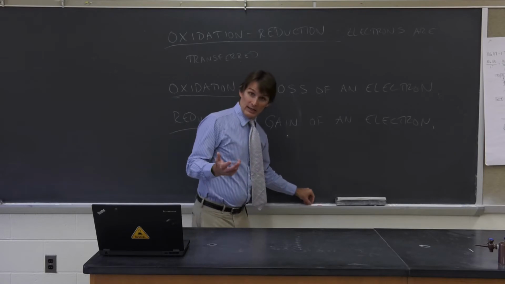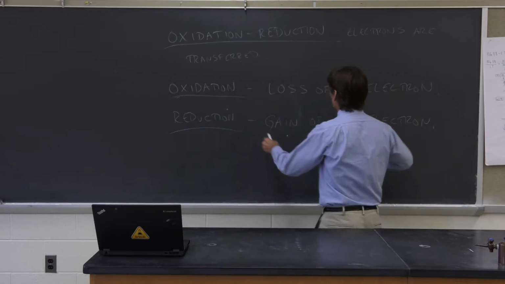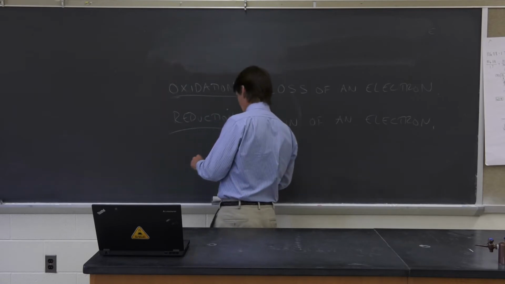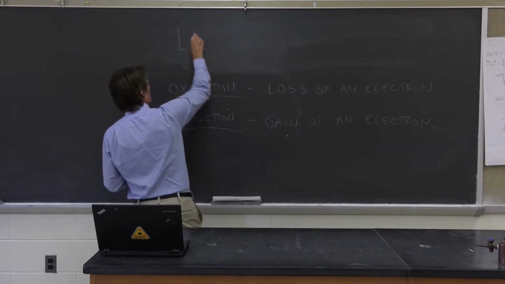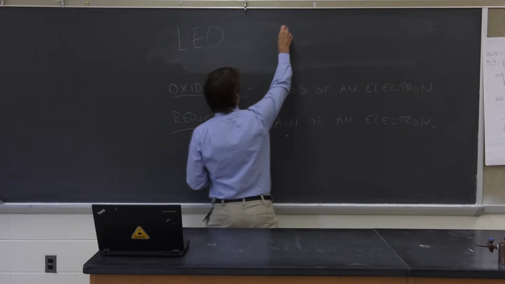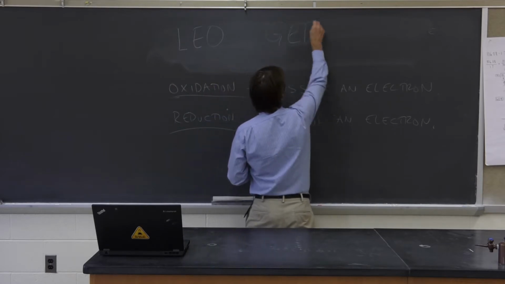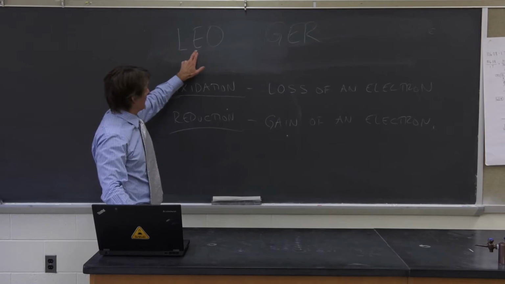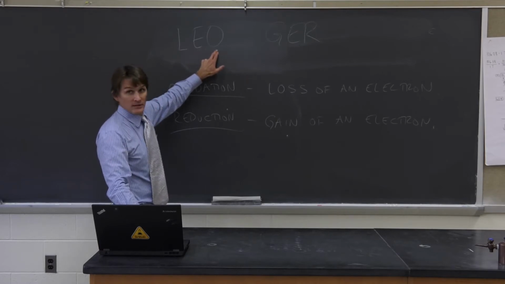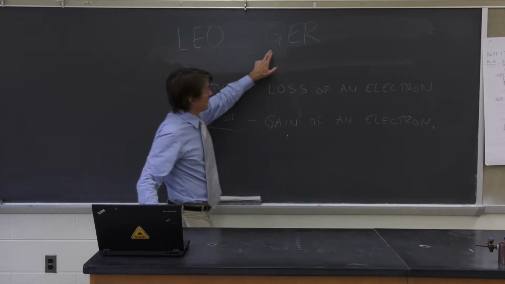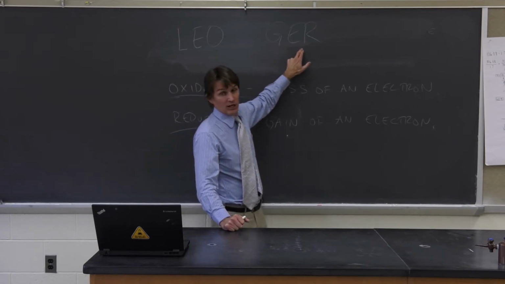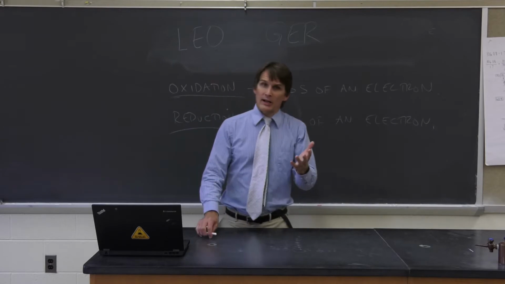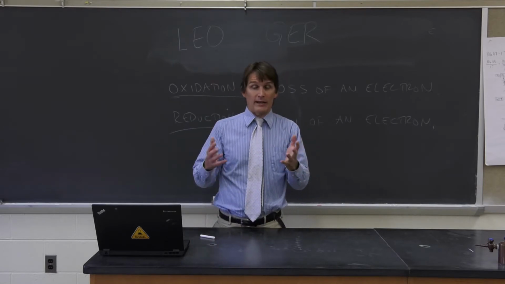There are some mnemonics that are used to remember this. And one of them that I like to remember is Leo the lion says grr. And from this mnemonic we can see if you lose an electron, you're oxidized. If you gain an electron, you are reduced. And we'll need to remember that oxidation and reduction go hand in hand.